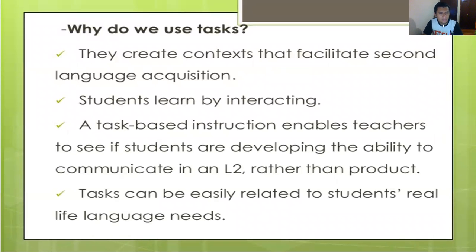Why do we use tasks? They create contexts that facilitate second language acquisition. The students learn by interacting. Task-based instruction enables teachers to see if students are developing the ability to communicate in an L2. Rather than product, tasks can be easily related to students' real-life language needs.